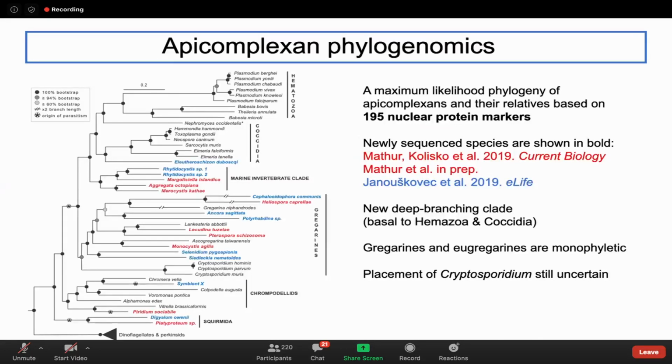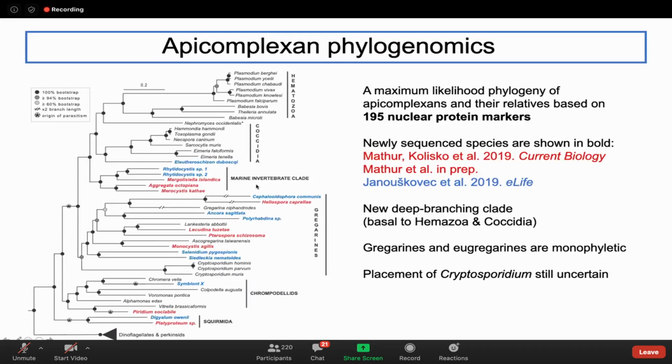The ones in red are from our Current Biology paper, as well as some unpublished transcriptomes, and the ones in blue are the ones sequenced by Jan's group. And as you can see, we've really improved sampling of the Apicomplexans, especially these deep branching groups now. We have a new clade here that is basal to the coccidia and the hematozoa, which have a lot of the medically important Apicomplexans. And this group includes Rhytidocystis, Margolisiella, and Aggregata, Merocystis, and these specifically are parasites of marine invertebrates.